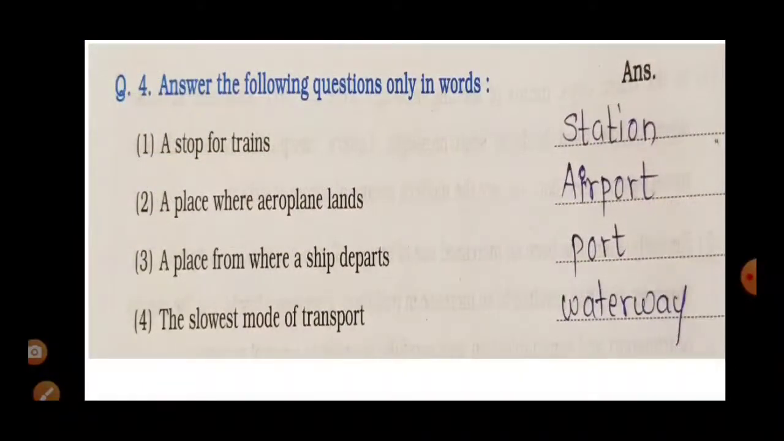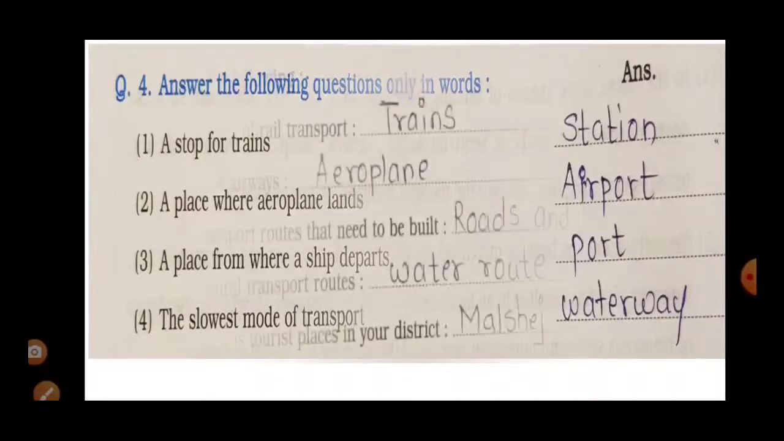Next one, that is question number 4. Answer the following questions only in words. Number 1, a stop for trains. Answer is station. Number 2, a place where aeroplane lands. Answer airport. Number 3, a place from where a ship departs. Answer port. Number 4, the slowest mode of transport. Answer waterway. So these are the question number 4.